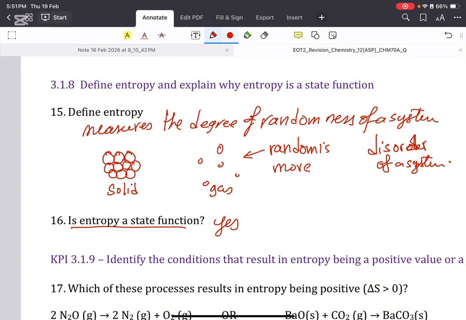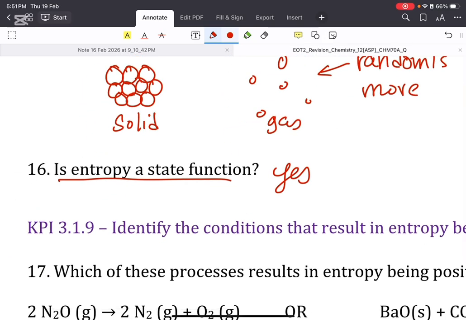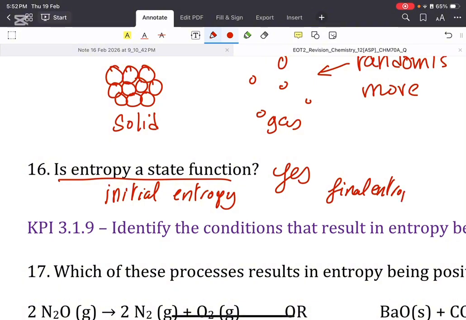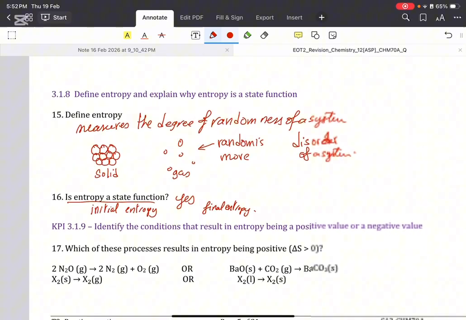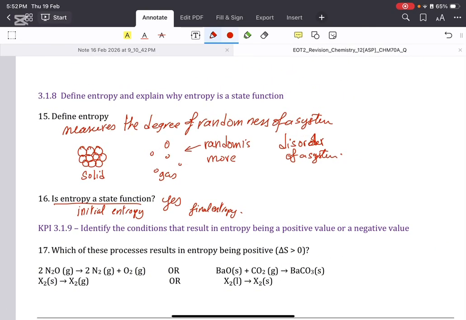Now, is entropy a state function? Yes. What do I mean by state function? State function means we don't care what happens in between. We only compare the initial entropy with the final entropy. What was the system before and what happened to the system after. It doesn't matter what happened in between. So it means it's a state function. Now you need to know that the unit of entropy is joules per Kelvin.